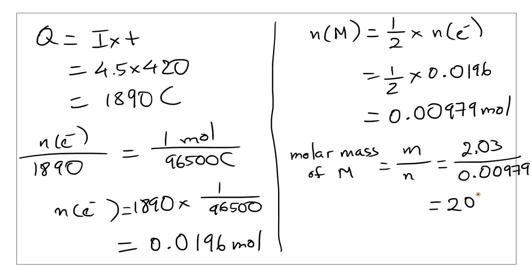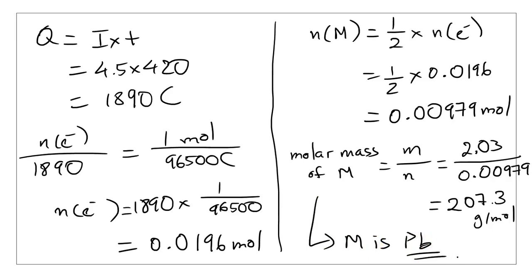207.2. That's Pb, isn't it? Grams per mole. It's the unit. Extra points for anyone who remembers the unit of molar mass. So Pb in the periodic table is 207.2, but I think that's close enough. So M is Pb. No sig figs, it's an identity.